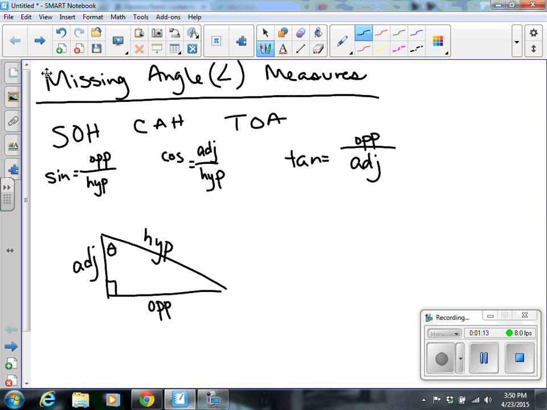Just as a refresher, the hypotenuse is always opposite of the right angle. The opposite side is based on what angle measure you're trying to find, and we're going opposite of that. Adjacent is how the angle is formed. It's the side that forms the angle, but is not the hypotenuse. Okay, so let's go through some examples that are dealing with this.